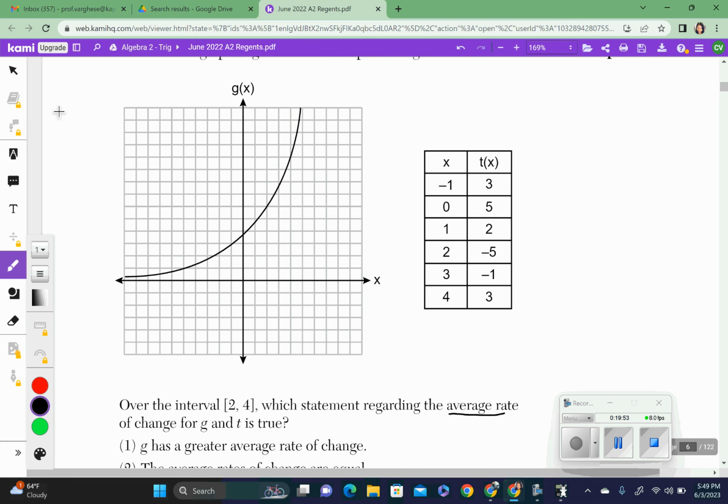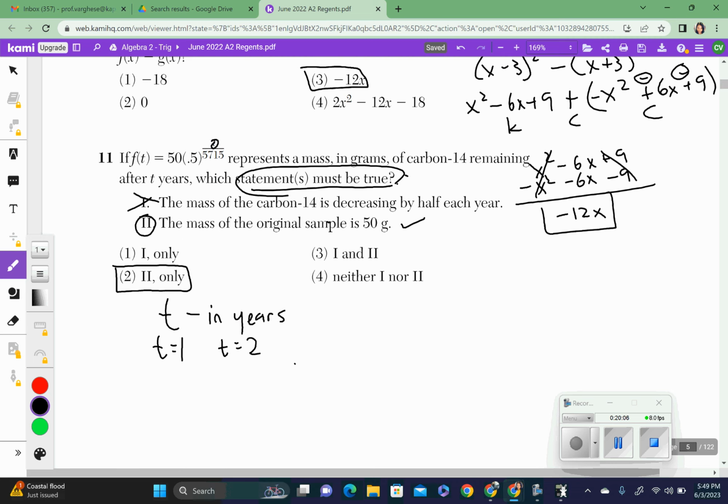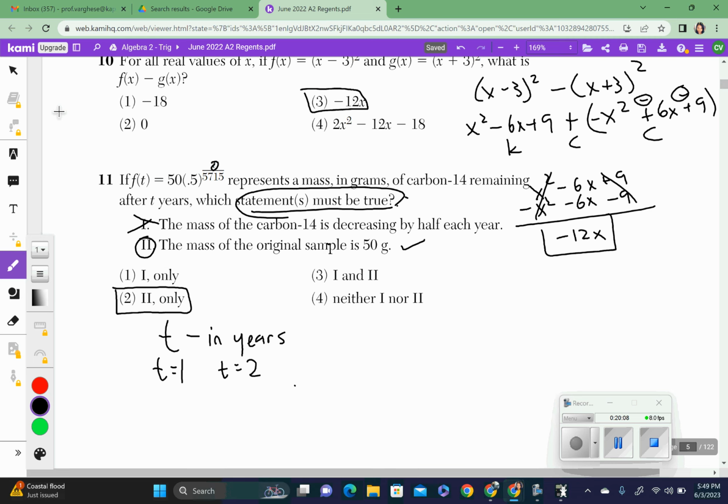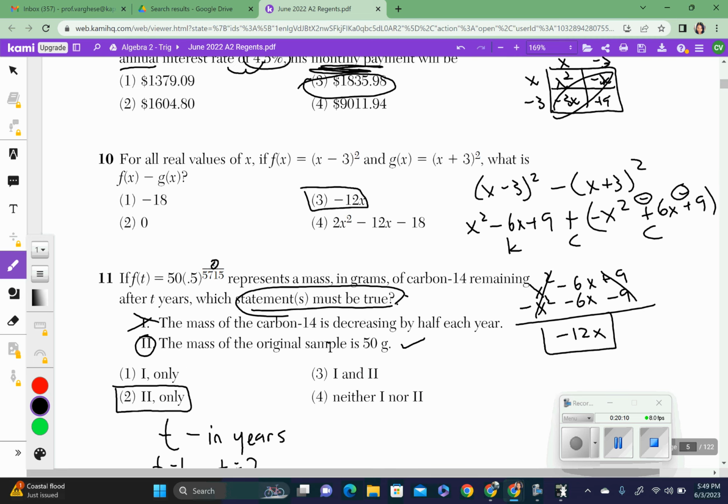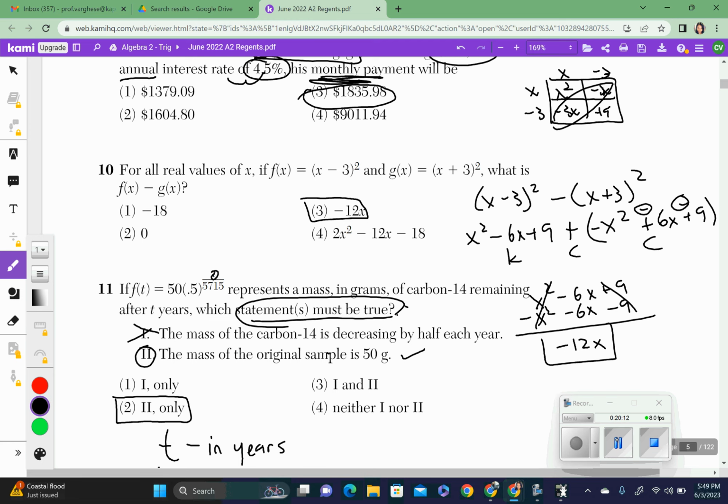Which statement regarding the average rate of change? As soon as you see that, you should think slope, and as soon as you hear slope, you should think y2 minus y1 over x2 minus x1. A lot of the things that we just did right now are non-negotiable. So for example, if you plug this right into the calculator, this is a non-negotiable.